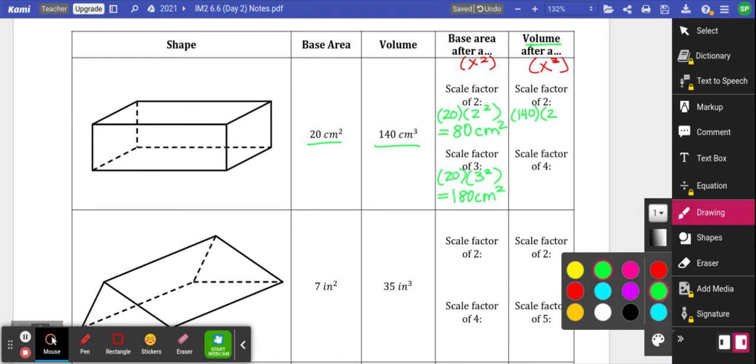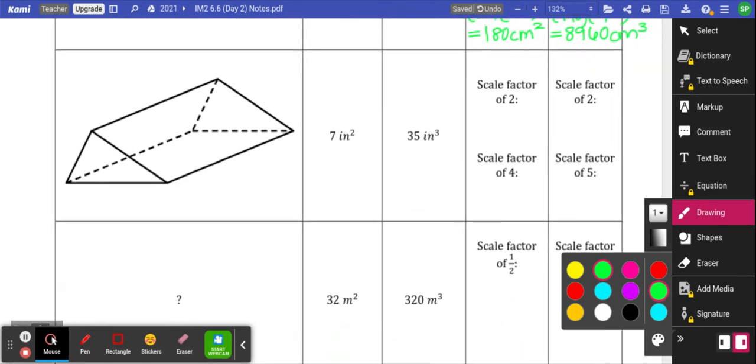So back down here, instead of multiplying by 2 squared, it's going to be times 2 cubed because we're now looking at volume, which is going to then give us a new volume of 1,120 centimeters cubed. And if we have a scale factor of 4, once again, we start with our original volume of 140, and then we're going to multiply by 4 cubed instead of 2 cubed. And that's going to give us a new volume of 8,960 centimeters cubed.